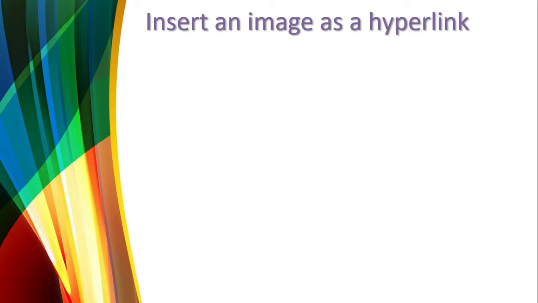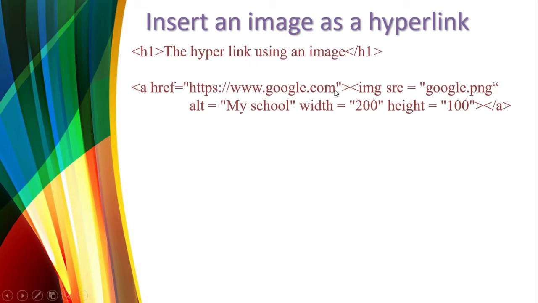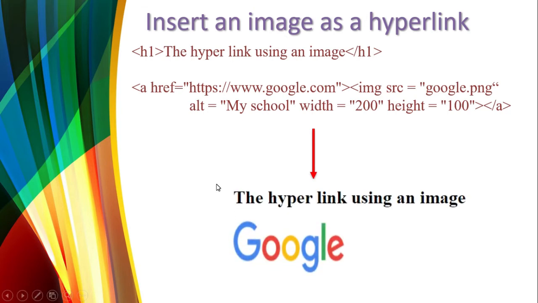Insert an image as a hyperlink. We can use this to add pictures instead of representing characters for our links. After the anchor tag, we can add an image tag for that. You know how to add an image tag and how to handle the attributes of the image tag. We can add width, height, and here the src attribute gives the path of the image. When we run this code, you can see the output like this. So here an image is added as a hyperlink.